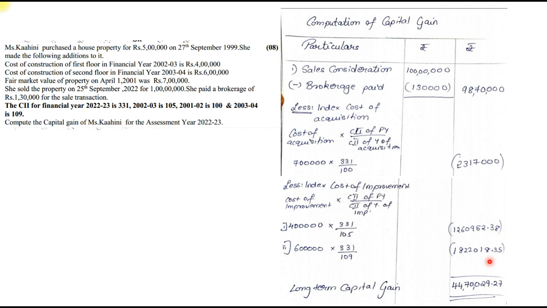So this is how you all had to solve question number 3C, which was based on capital gain. Just have to follow this particular format and the formula. That's it. Okay, I hope everyone has understood it.